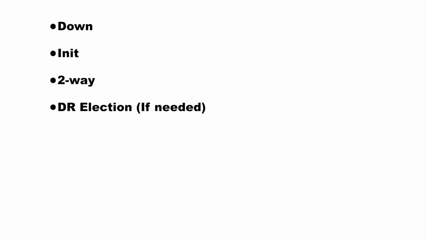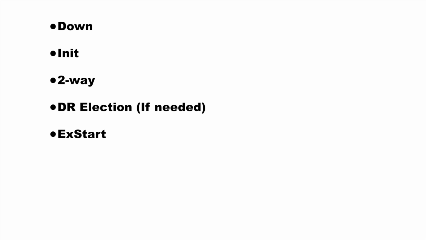Once this step is complete or skipped, it moves into a state called ExStart. ExStart is a state where a master and slave relationship is determined between two neighbors. The router with the highest router ID acts as the master during the exchange process. They will go through this election, and whoever becomes the master, that has the highest router ID, will start exchanging the information first.